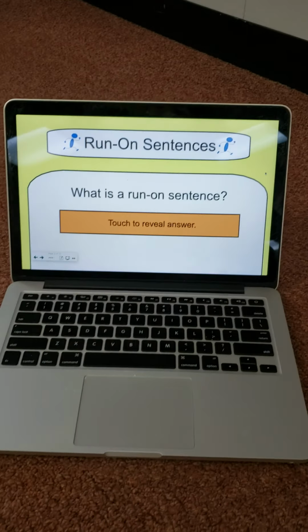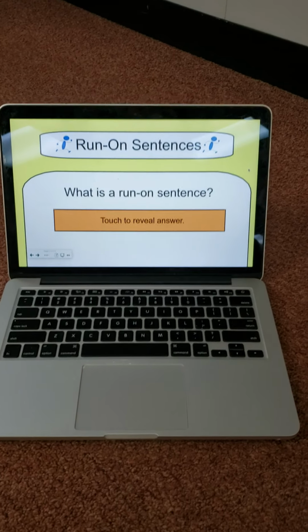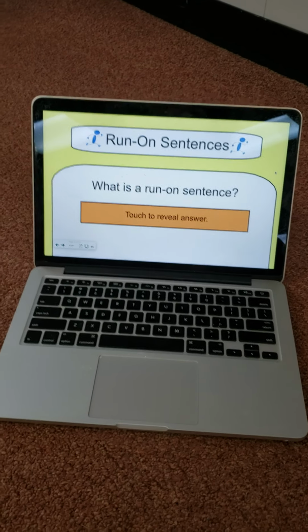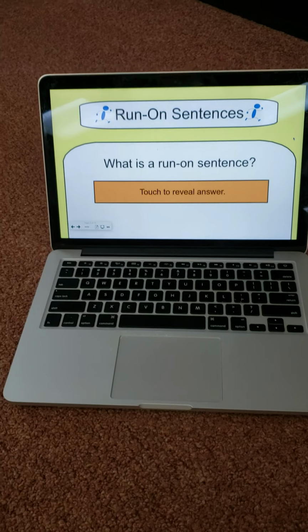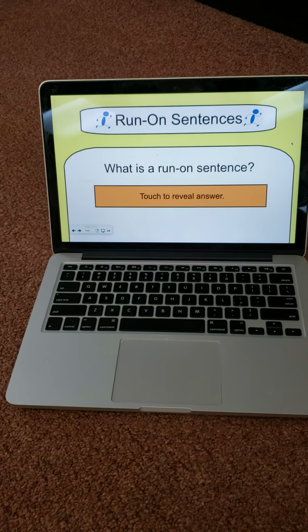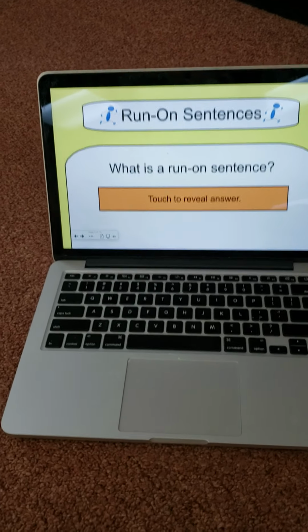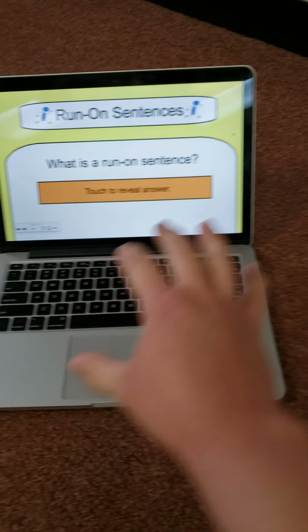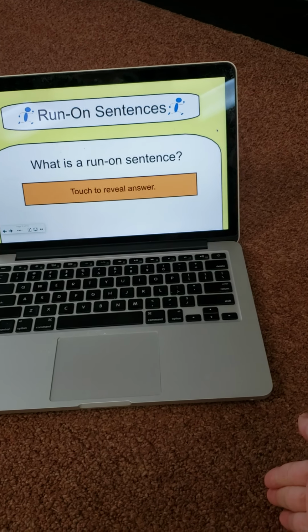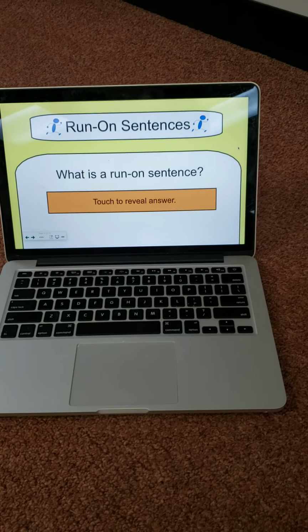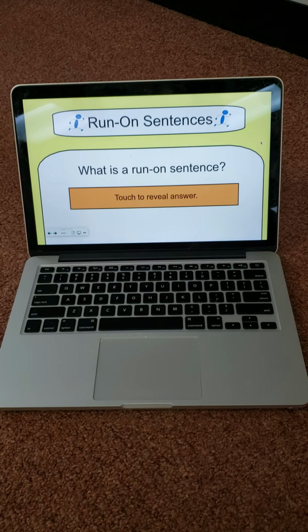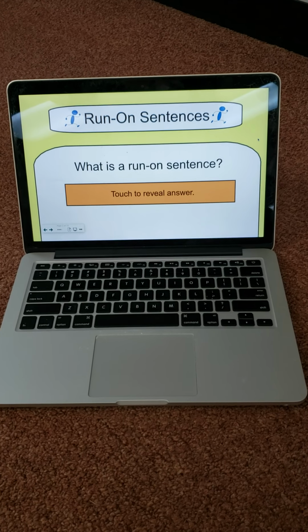Okay, so today we're going to move on to run-on sentences. We've learned that a sentence fragment is either missing the who or what, or the action of the sentence. We know that to have a complete sentence, it has to have the who or the what, and it has to have the action. What are they doing? To be a complete sentence, also, you have to have a capital letter and punctuation.